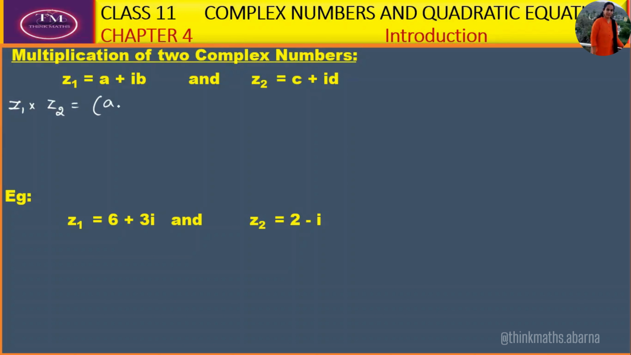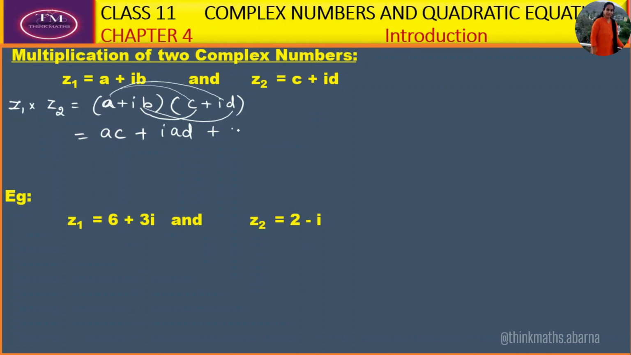What is Z1? It is A plus iB. Z2, it is C plus iD. Okay. Now first we will be multiplying with A. A into C, A into iD. So A into C, AC plus A into iD, so iAD.